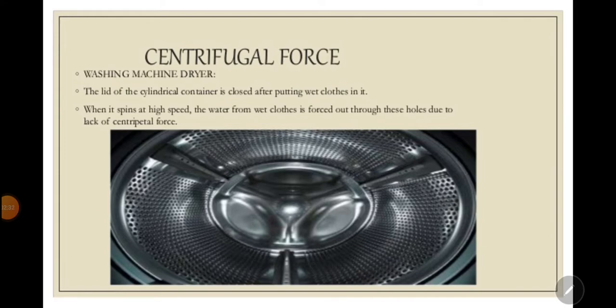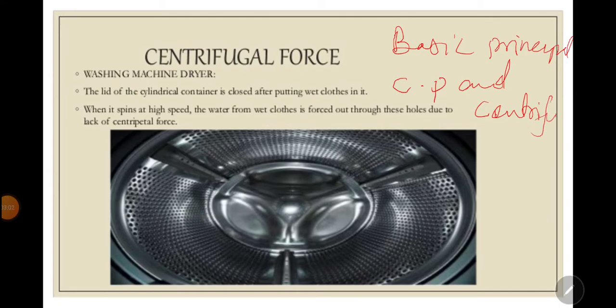Centrifugal force. This is basically a centrifuge. Washing machine dryer is a centrifuge. It works on the basic principle of practical application of centripetal and centrifugal force.